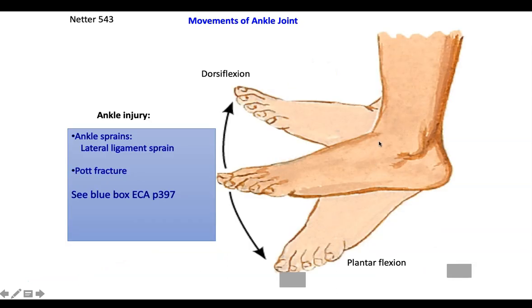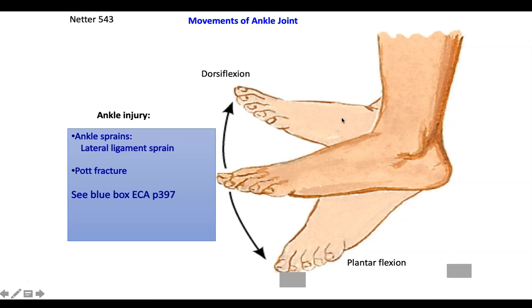The ankle joint is a uniaxial hinge type of synovial joint. It produces 2 movements, dorsiflexion and plantar flexion. So this is the dorsum of the foot. The superior surface of the foot is the dorsum of the foot, and the inferior surface is the plantar surface or the sole of the foot. Raising the dorsum of the foot is called dorsiflexion. And plantar flexion means when we stand on our toes; this is the plantar flexion of the ankle joint.